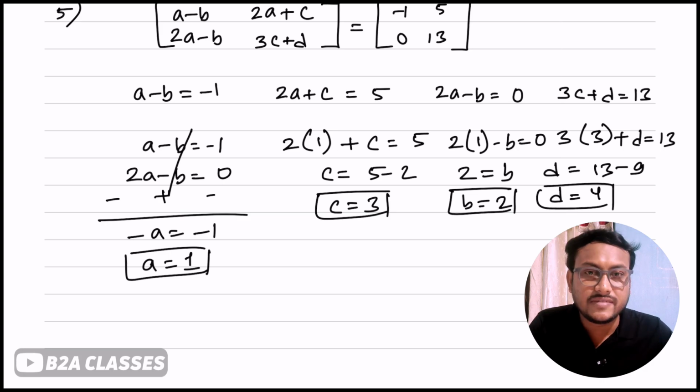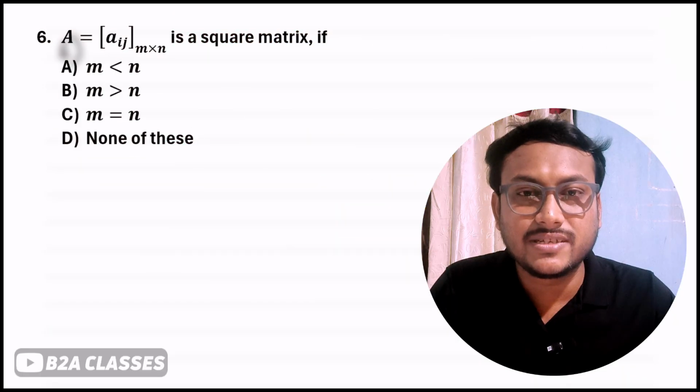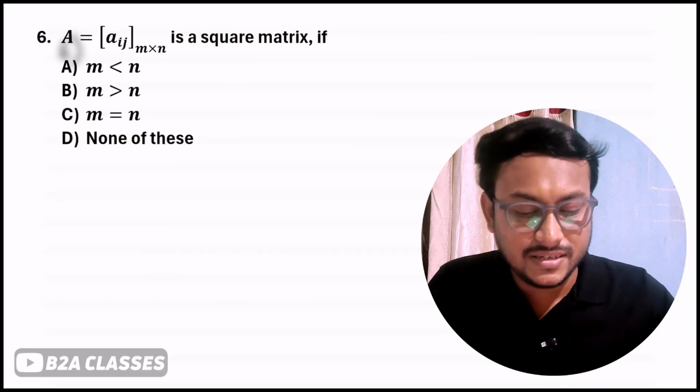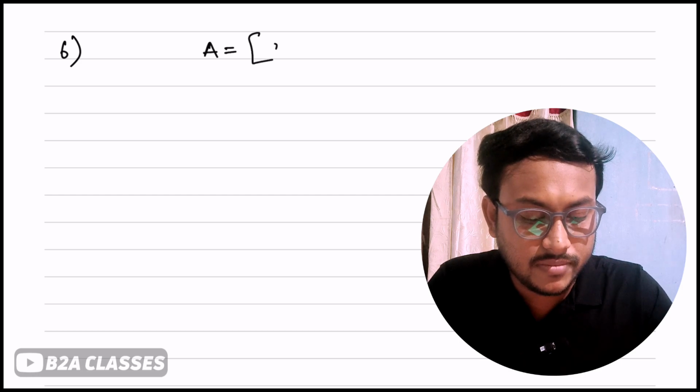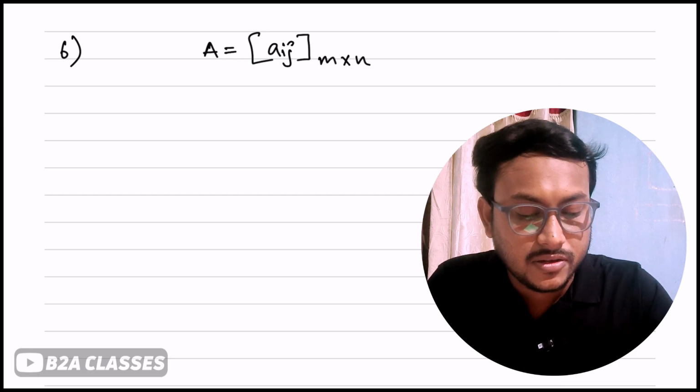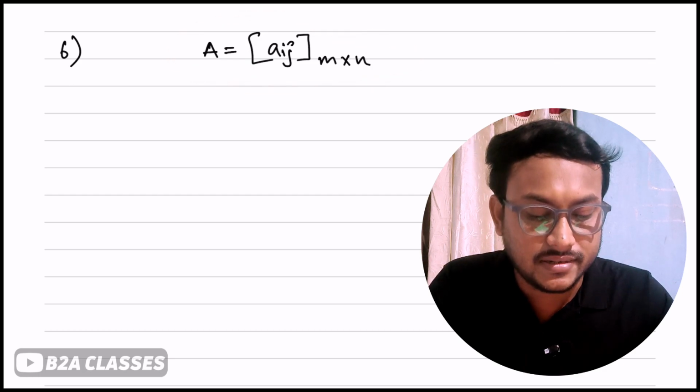ठीक है, so these are the values of a, b, c and d. Now we'll move on to next question. So next question is a multiple choice question. In question, a general form of the matrix is given to you. Matrix is given a into in bracket aij in subscript m by n. So ये है general form of the matrix. ये एक basically notation है for any matrix.